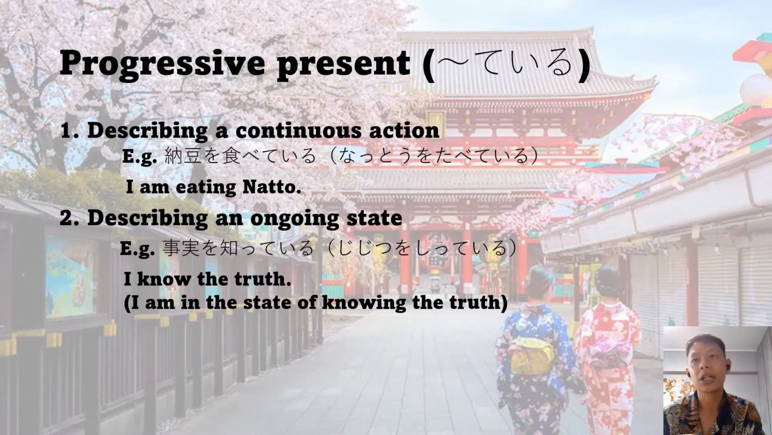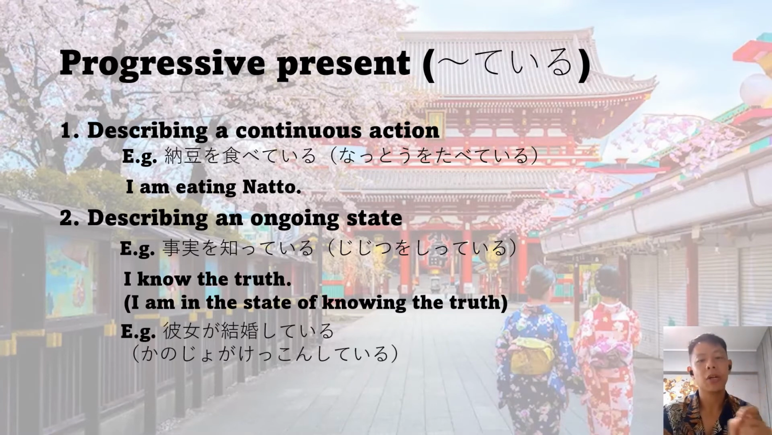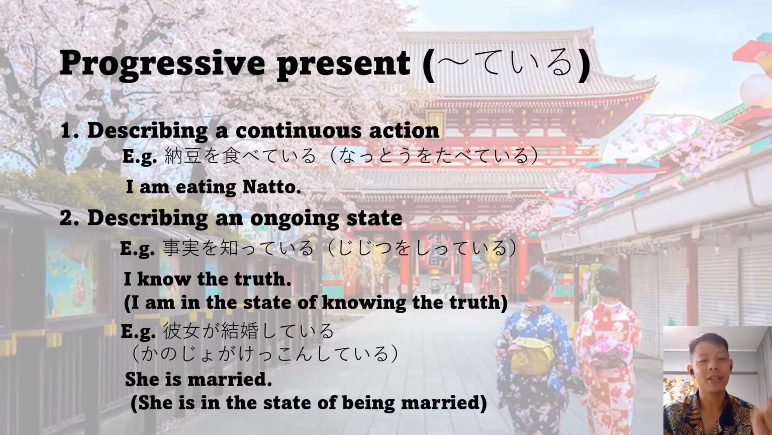知っている doesn't mean that I am knowing. It means that I'm in the state of knowing the truth. In Japanese, it's all about the state that one person is currently in. Another example, 彼女が結婚している. That means that she's married because she's in the state of being married. You can't say 彼女が結婚する. That means she's gonna get married. It's very important to use the continuous tense or the progressive present tense when you're describing a state of someone.